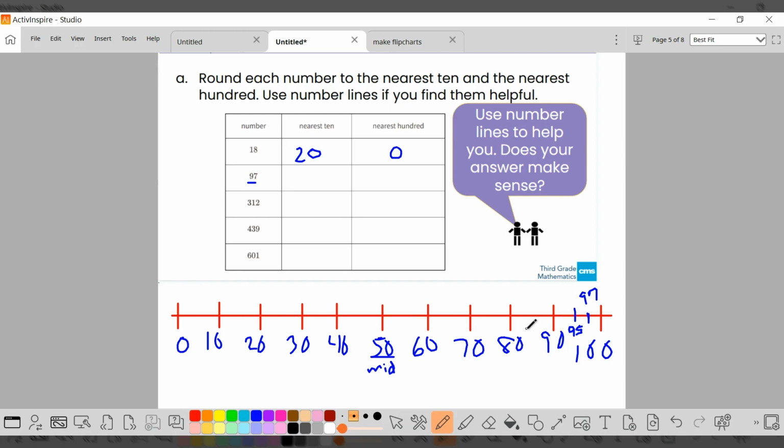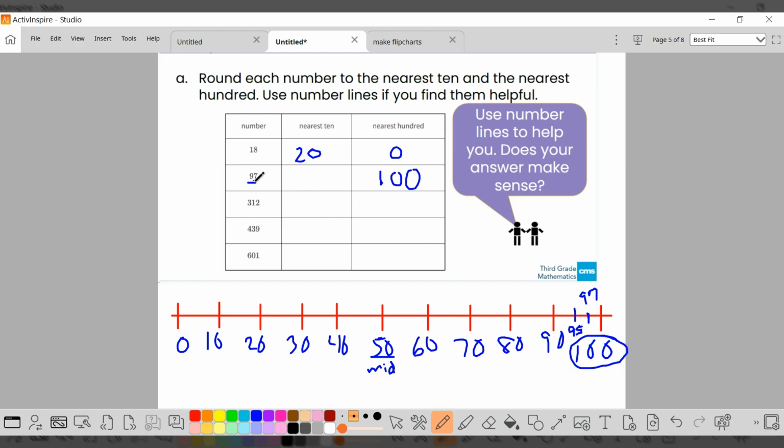If you've drawn your number line, you can clearly tell that 97 is not closer to 0. So when we're looking at the nearest 100, it's not 0. It's going to be 100, right? Because it's only 3 steps away, right? So we are going to put down it's closest to 100.